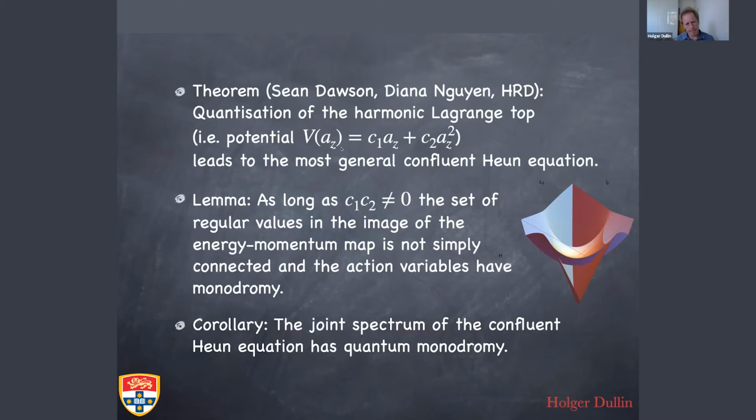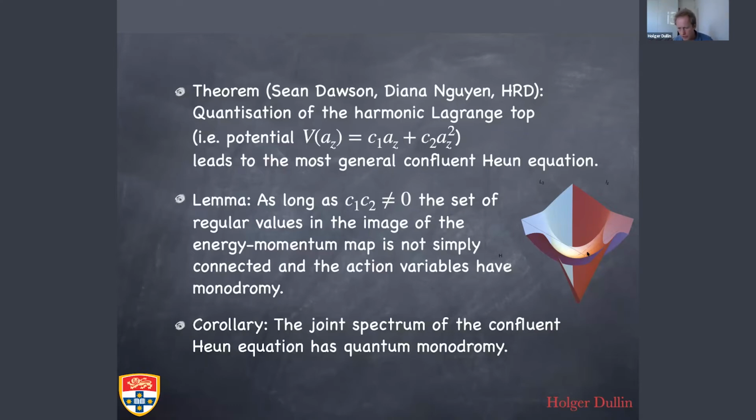Okay, that's the main statement, and now there's a simple corollary of that that will be based on the analysis of the classical system. As long as the potential is non-zero, then the set of regular values in the image of the energy momentum map is not simply connected. And therefore, the action variables can and do have a monodromy. They're not globally defined. We should distinguish this from the monodromy of the Heun equation. This is called Hamiltonian monodromy. It's a kind of monodromy of the action variables of an integrable system when you consider a path in the image of the energy momentum map.